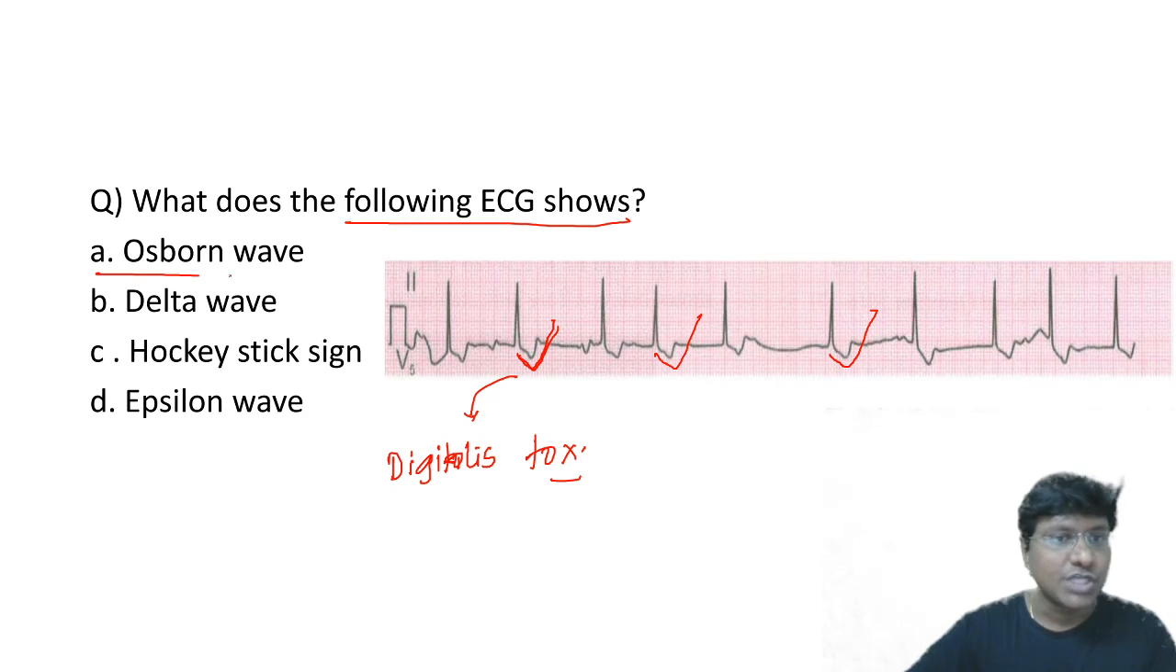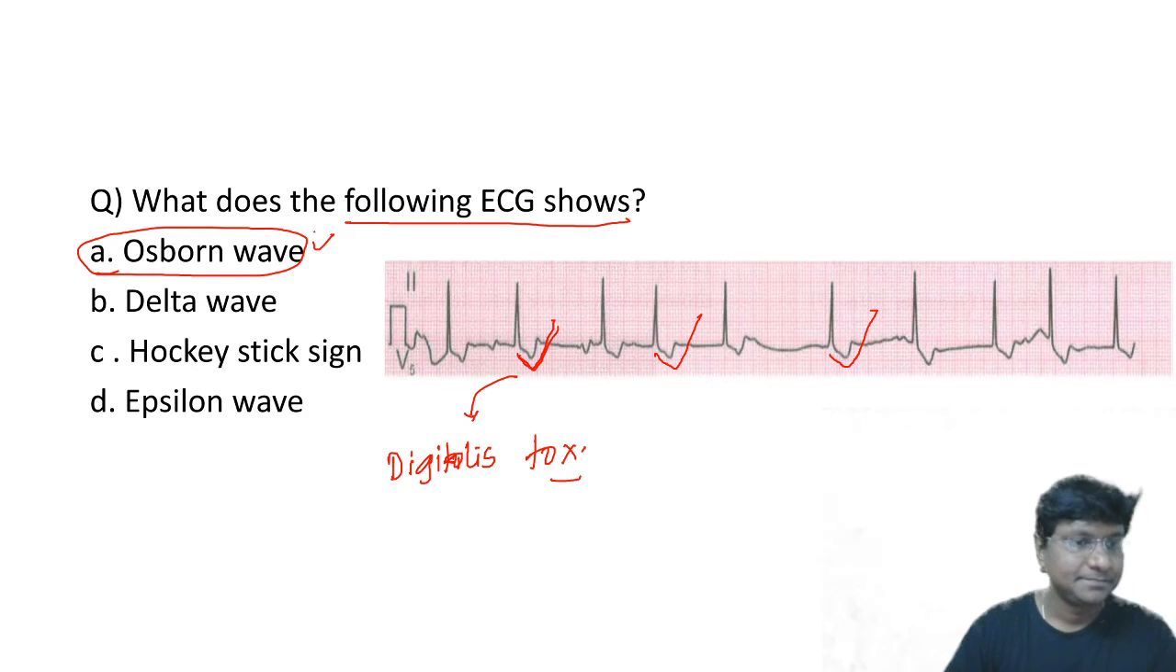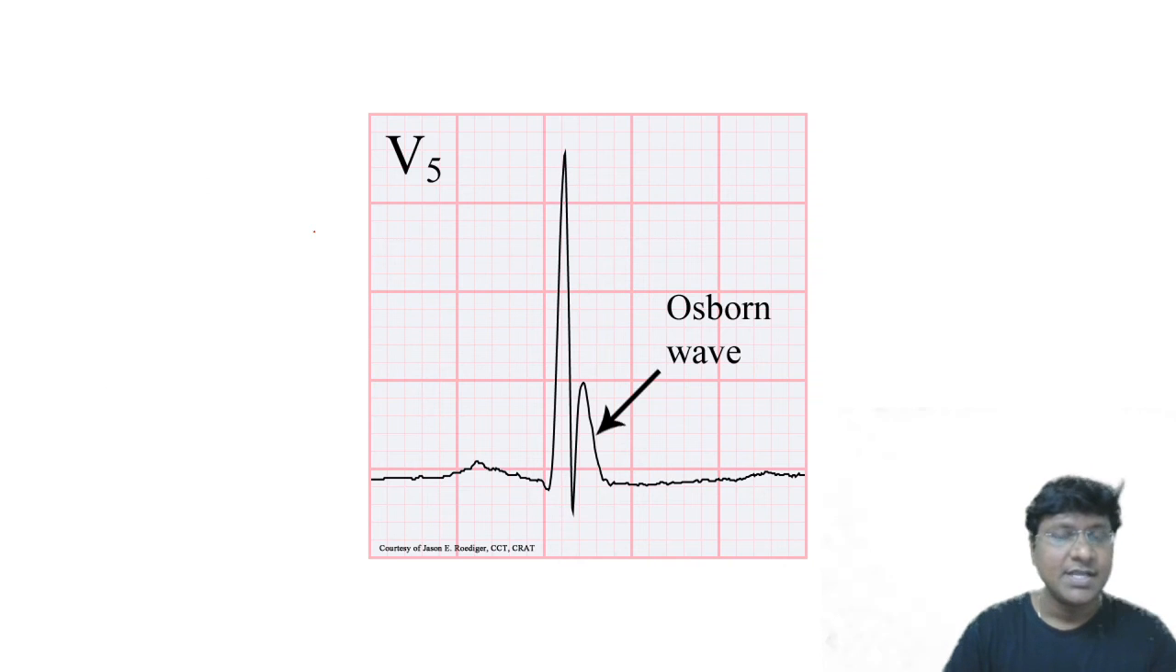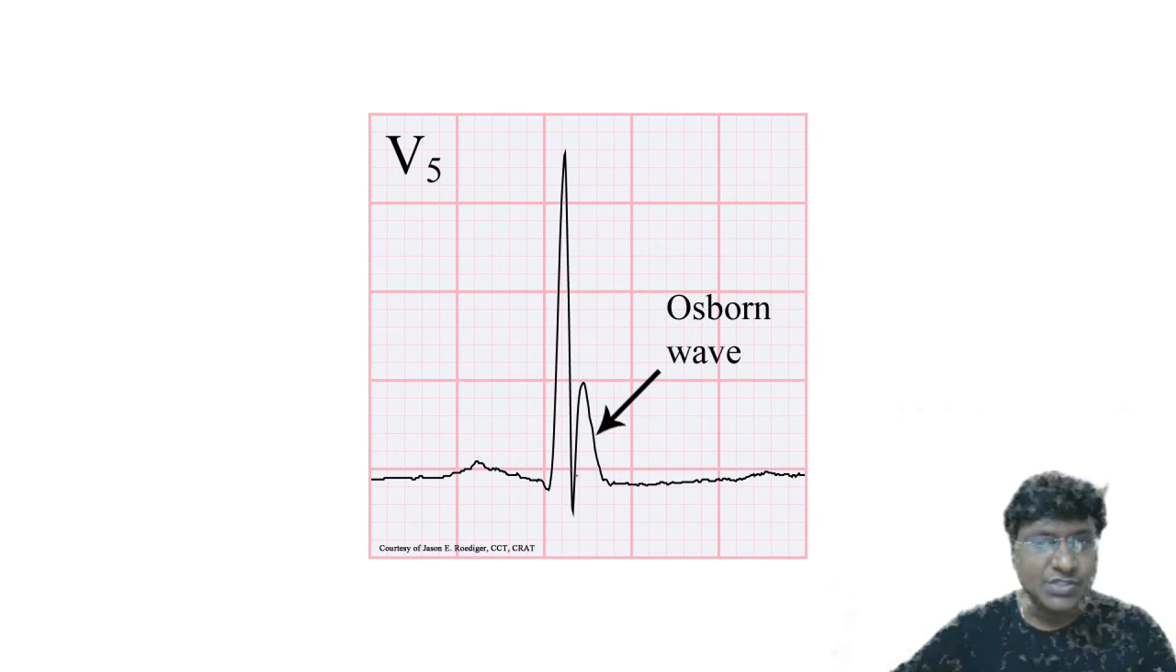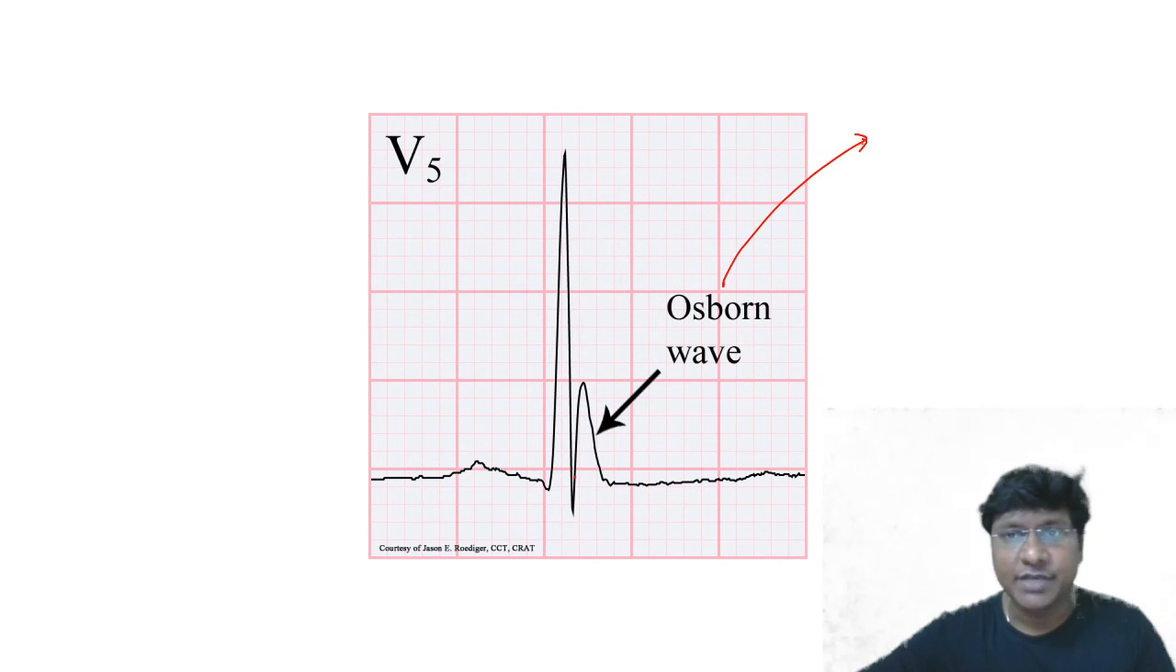Now what about this Osborn wave? Can anyone tell me where you have this Osborn wave? Very good. Yes, Osborn wave is the one which is seen in patients with hypothermia. And what is this Osborn wave? It is a positive deflection at the J point. And you will have this Osborn wave in patients with hypothermia.